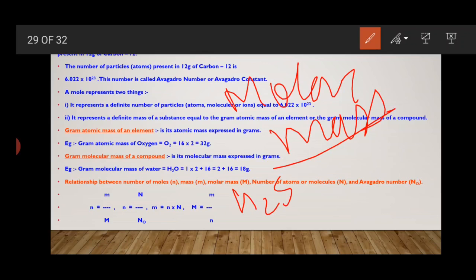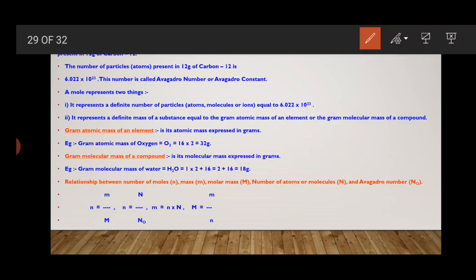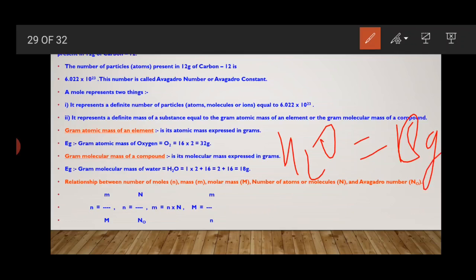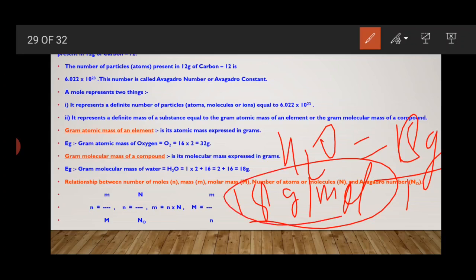So suppose the gram molecular mass of H2O is coming 18 gram. When we divide this 18 gram by 1 mole, we will get 18 gram per mole. So this is known as the molar mass. So basically one difference is there.